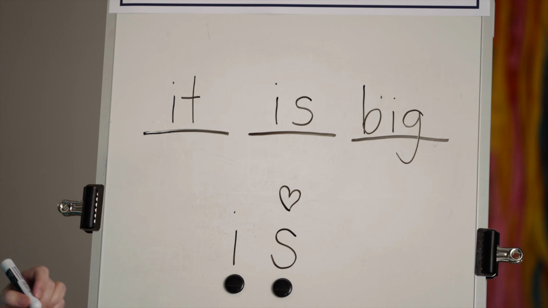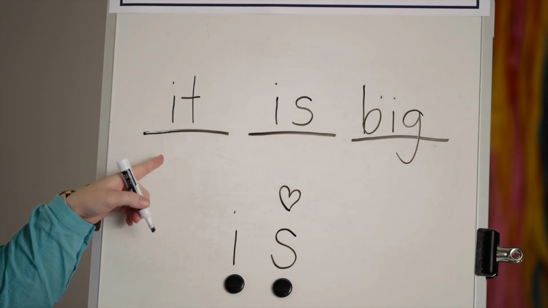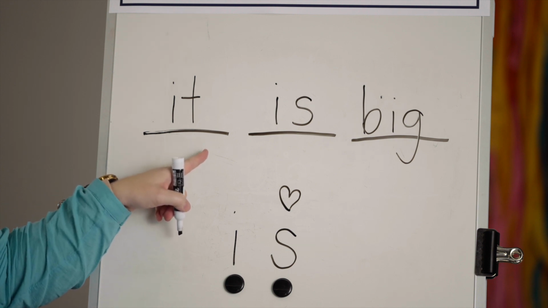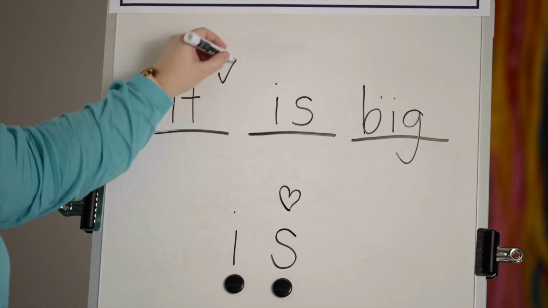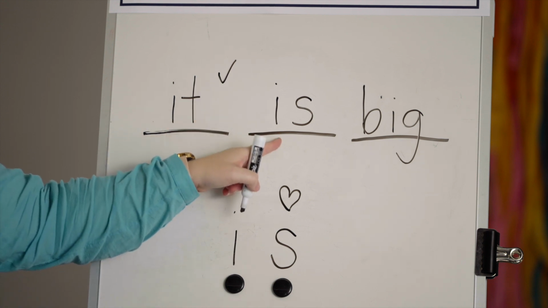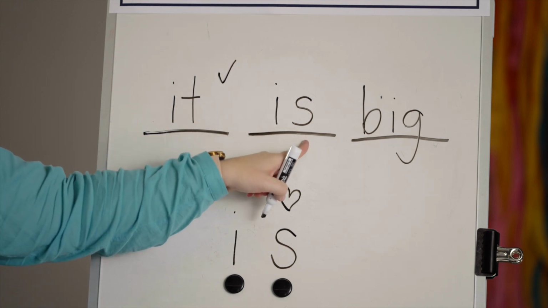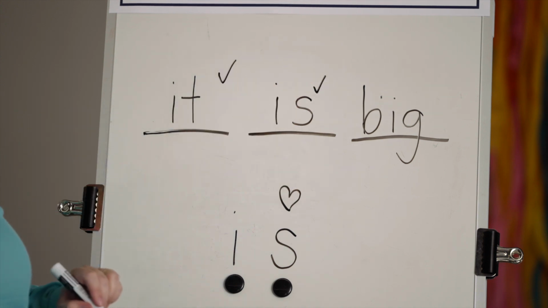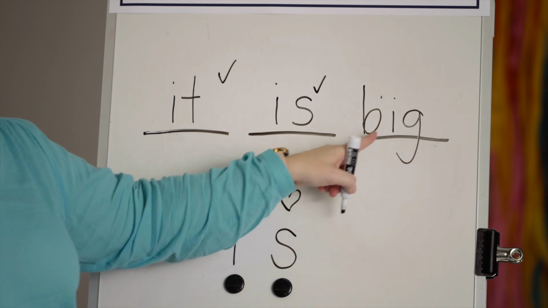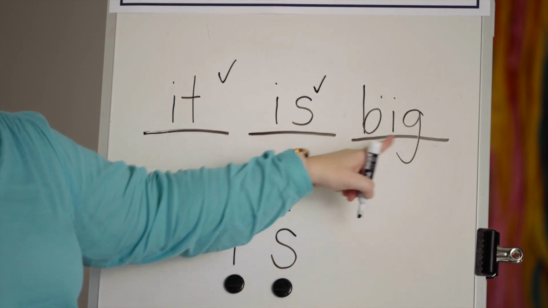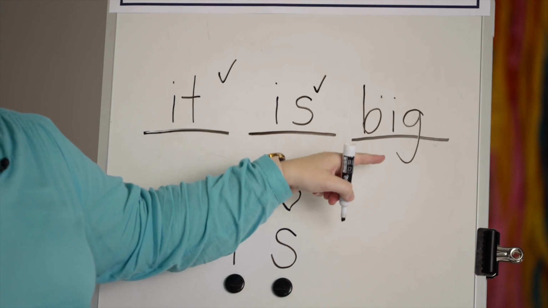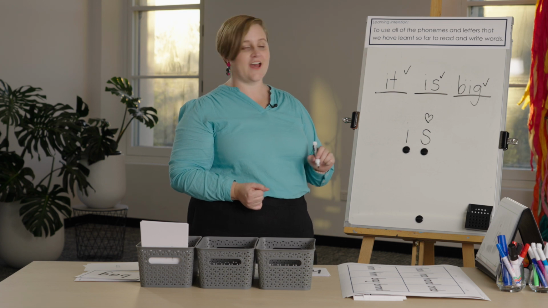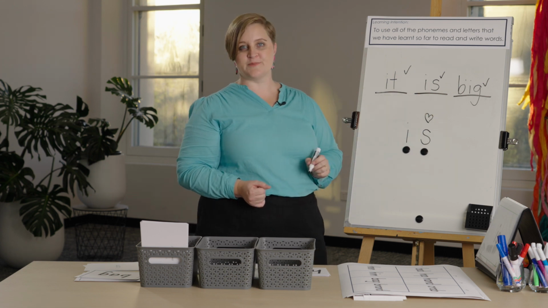How did you go? Have a look at mine. Does yours look like mine? Let's do the first word. It. Do you need to tick or fix? Well done. Our next word is. I-S. Do you have the same? Tick or fix. And the last word, big. B-I-G. Does yours look like mine? Tick or fix. Well done. Another great effort at writing some of our words.